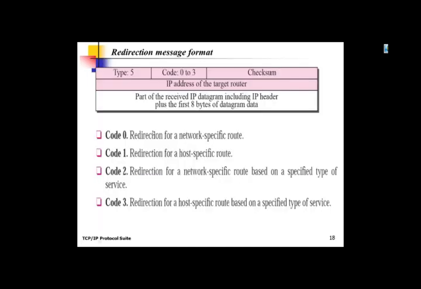So here you can see this is a type 5, and we have code 0 to 3 depending on the various reasons. As we are aware that the routers are designed based on different criteria. Some are network specific, some are host specific, some are network specific with a specific type of service. So depending on the structure of the router configuration, these codes are being used. So if it is a redirection, we will write that it is a redirection, that is 5, and based on the criteria, we will write the code value, and the other things remain the same.